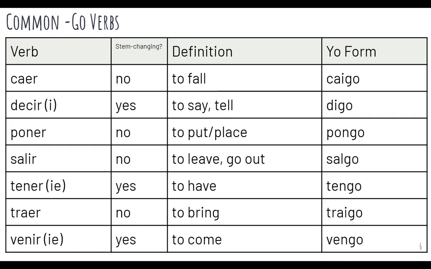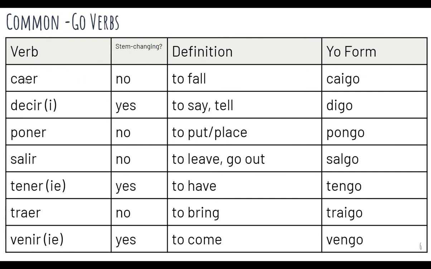So here are some common go verbs. And these are the ones that I'm going to expect you to need to know. So we have caer, decir, poner, salir, tener, traer, and venir. And so here I have mentioned whether or not it is stem changing. You can also tell because I have put how they stem change. I have added their definitions, and then I have put their yo form. After these forms, the rest of the forms are regular.